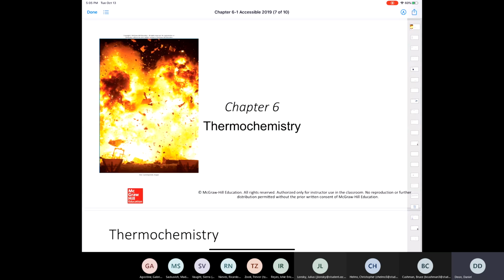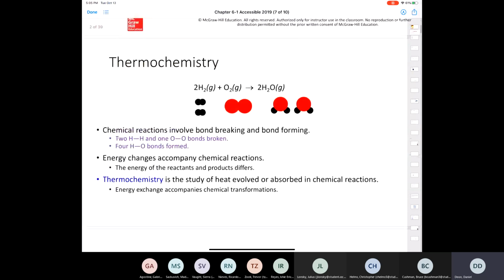Okay, so chapter 6 deals with the subject of thermochemistry. We're going to start thermochemistry just by looking at a simple reaction. It's the combustion of hydrogen gas in the presence of oxygen gas, which produces water vapor. As you can see, that water has the subscript G next to it, which denotes it's a gas, so that would be steam. And this is just a simple combustion reaction.